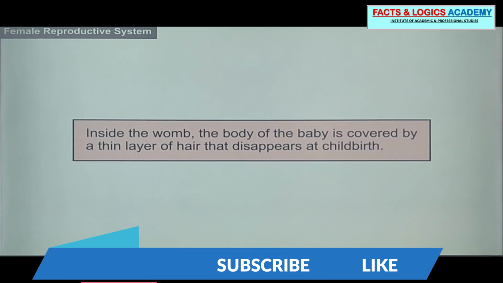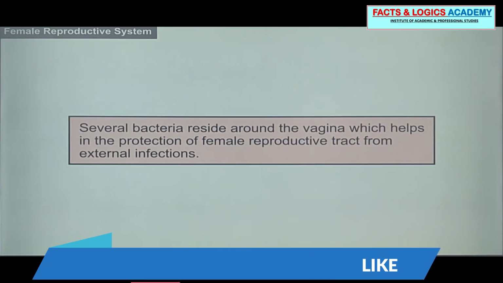Inside the womb, the body of the baby is covered by a thin layer of hair that disappears at childbirth. Several bacteria reside around the vagina, which helps in the protection of the female reproductive tract from external infections.